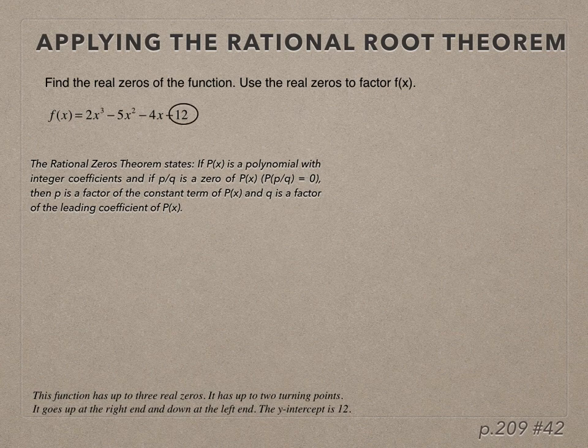We look at our constant term, which is p, and list all of the factors of p. We look at our leading coefficient, which is q, and list all of the factors of q. To find the possible rational roots, we do p over q, and we list every number which would work for p over q.